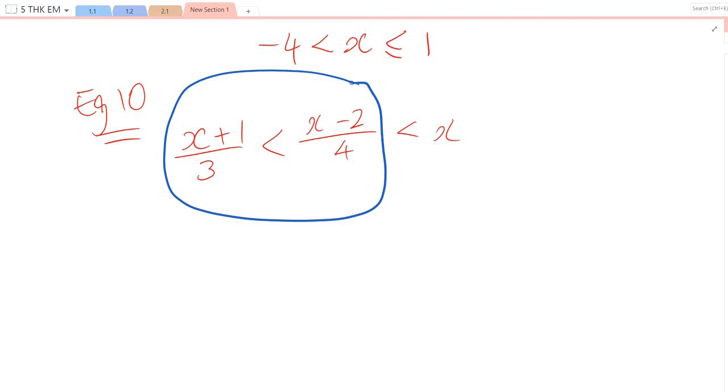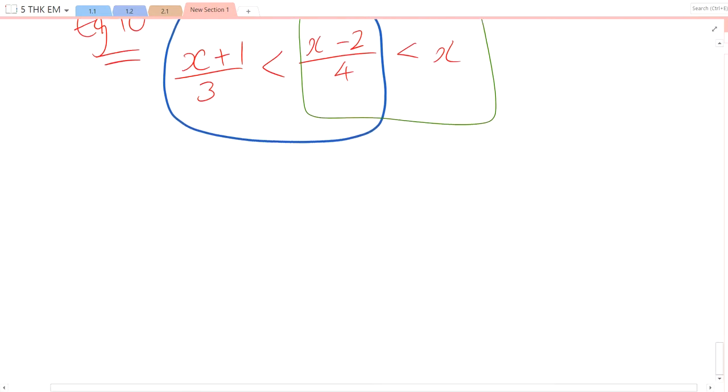Make the denominator the same. So we multiply throughout by 12. Yes, we multiply throughout by 12. That is trying to solve the blue one. We have another linear inequality. It is over here. Agree? The green color one. So now I have two already. Then the format is the same as the previous questions. Okay, so let's do them separately.